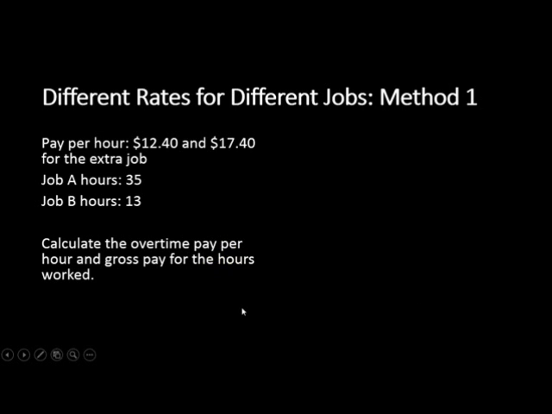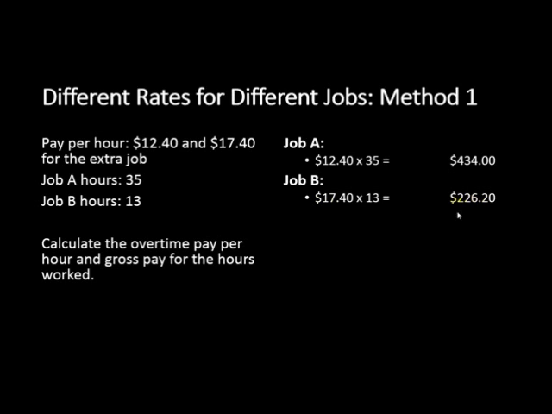This particular method, method 1, is calculated by taking job A, $12.40 multiplied by 35 hours worked, gives us $434 for job A. Job B is $226.20, $17.40 times 13 hours.